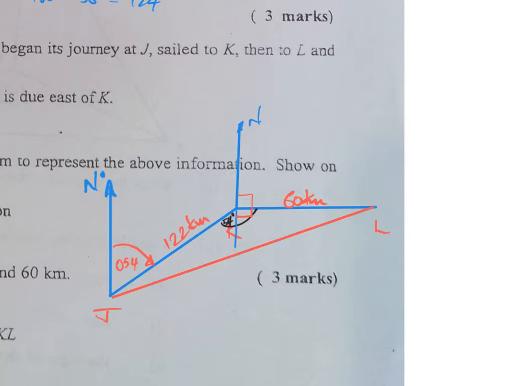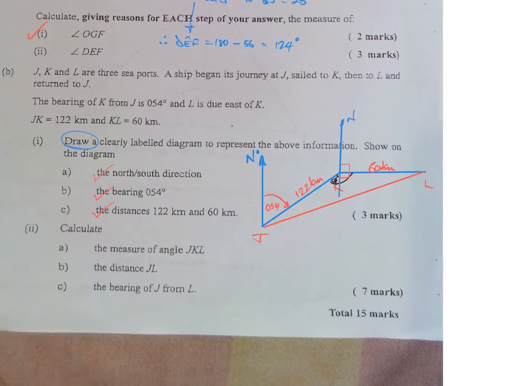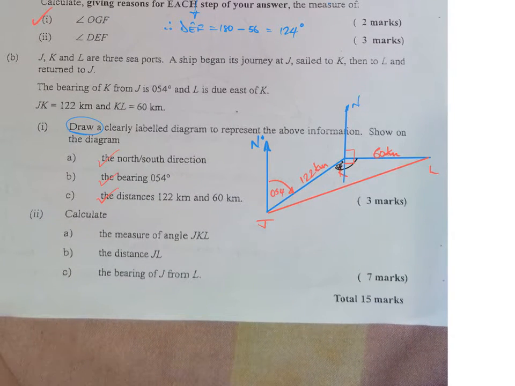So it means that that whole angle there is 90 plus 54. So what I'll do is, let's zoom this back out a little bit, and you can do your working out somewhere else, whatever. So that angle JKL is 90 plus 54, which is 144 degrees. Okay, so that bit's done. Then they want us to find the distance JL.